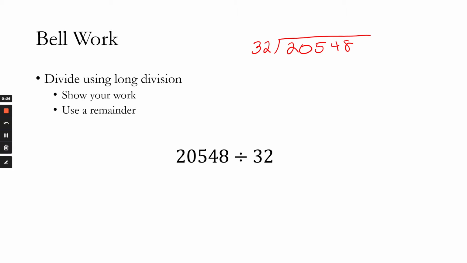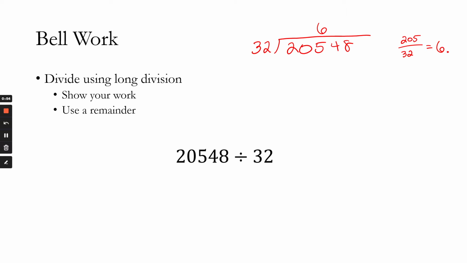And remember, we're going to start by taking the numbers inside and dividing them by 32. Now we can't take 2 divided by 32, or 20 divided by 32. We have to take 205. So if you take 205 divided by 32, and I'm going to do this off to the side because we're going to want to do this again later on. If you grab your calculator, you get 6 point something something. So 6 goes up there.